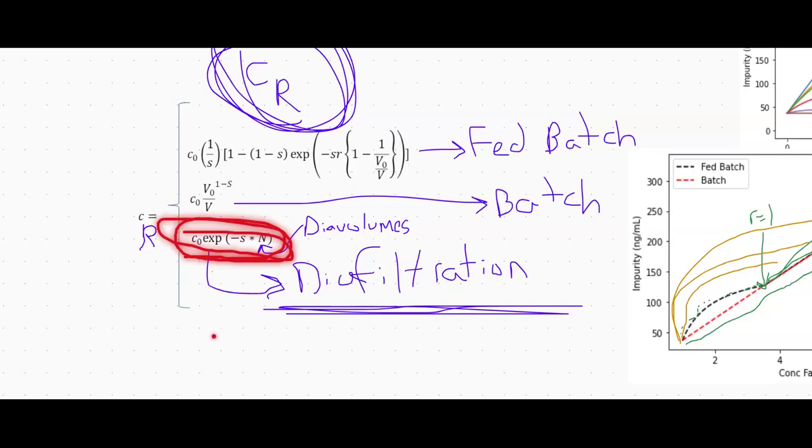So hopefully this was helpful for you guys. And if you ever need to measure your sieving coefficients, I hope that script can help you and you can model impurity clearance across your UFDF steps.